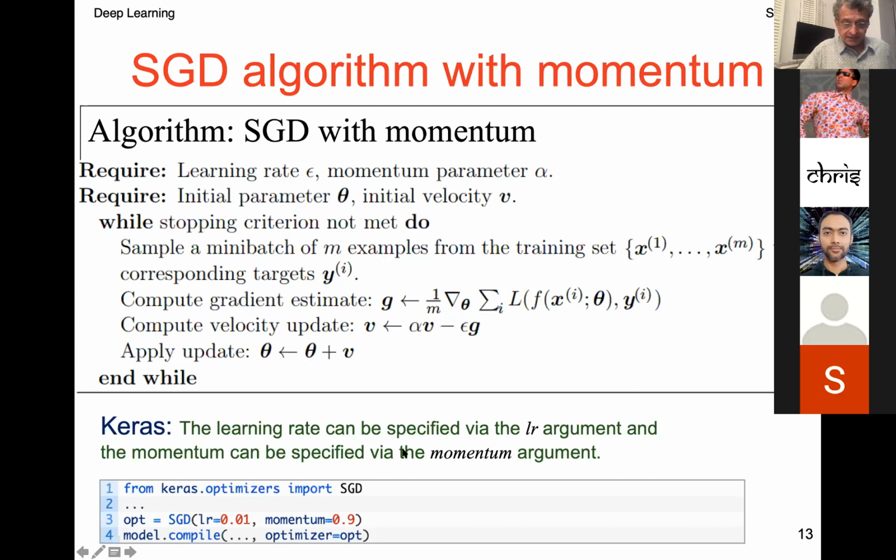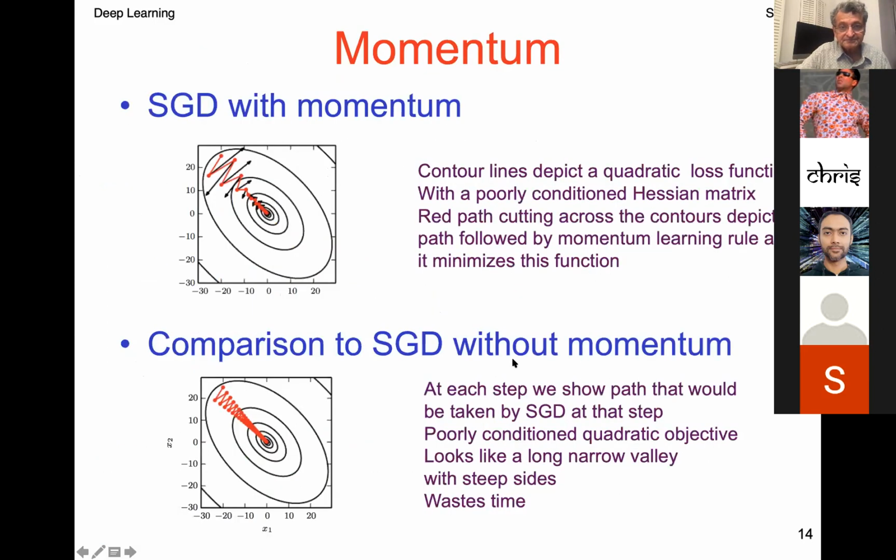So in Keras, the learning rate can be specified via the LR argument and the momentum can be specified via the momentum argument. So it says use SGD, learning rate 0.01, momentum equal to 0.9. There is the explanation. So you might have done it already, but if you haven't, there is an option you have to specify, momentum.